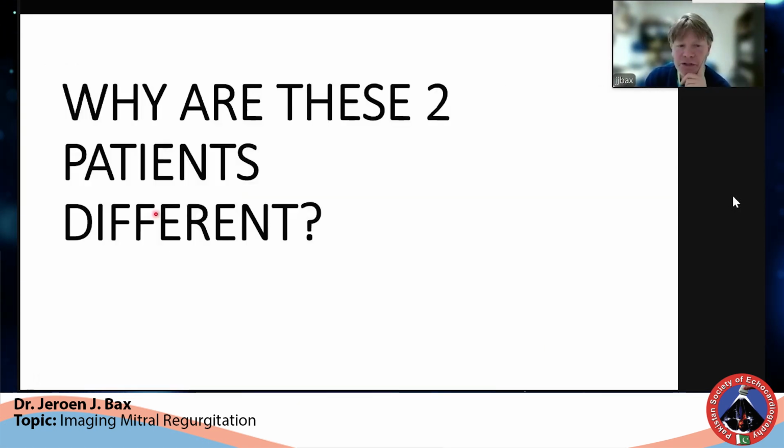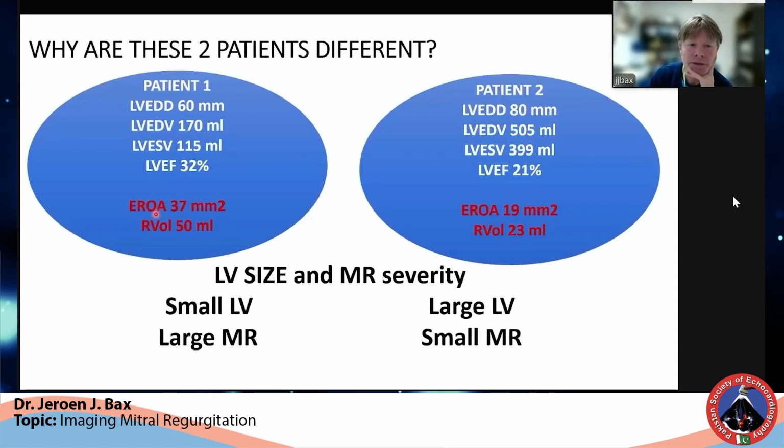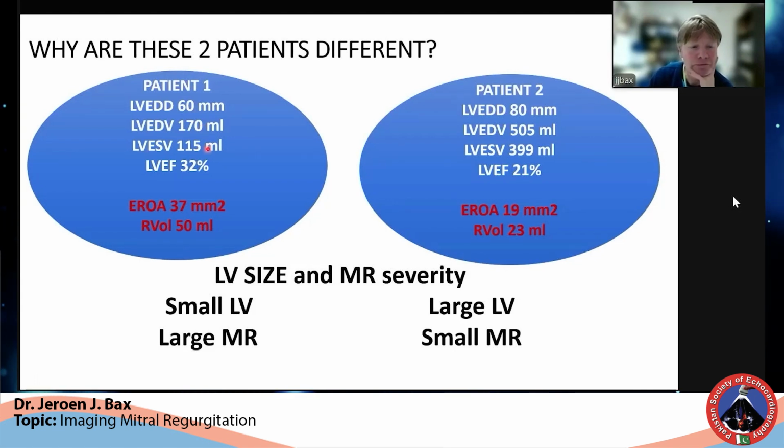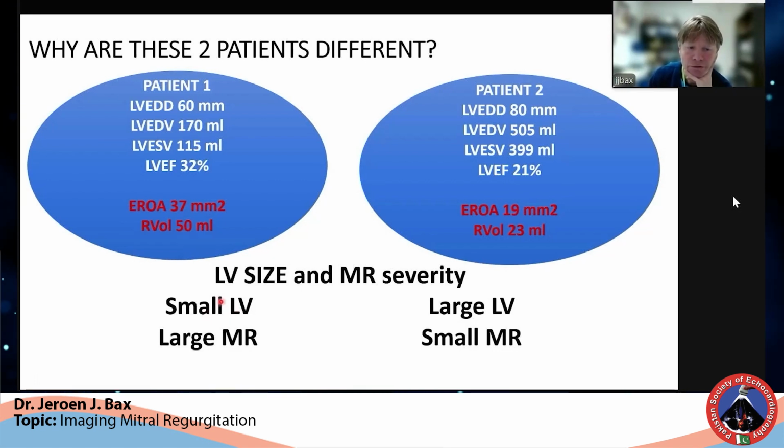Why are these two patients different? Patient 1 has an LVEDD of 60, has an EDV of 170 and an ESV of 115 and an EF of 32%. It has a regurgitant orifice area of 37. I call this the leaking hole. It has a regurgitant volume, leaking amount of blood, of 50. I would call this a relatively small LV with a large MR.